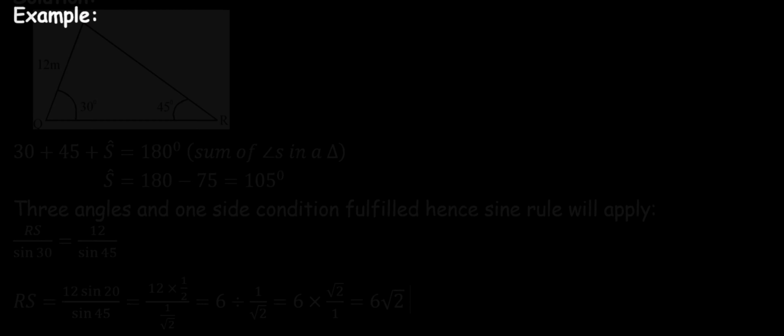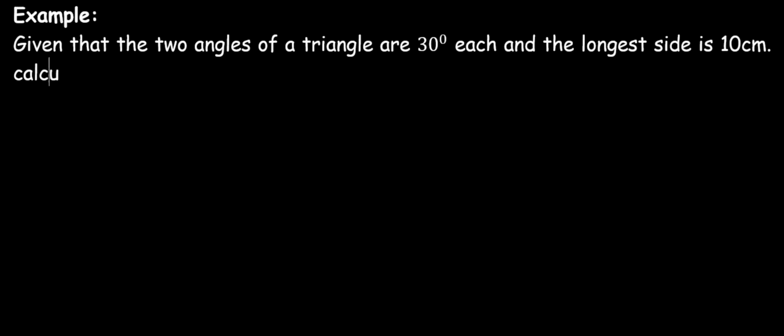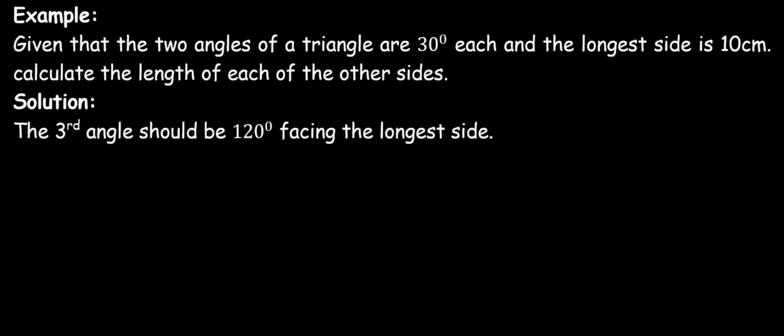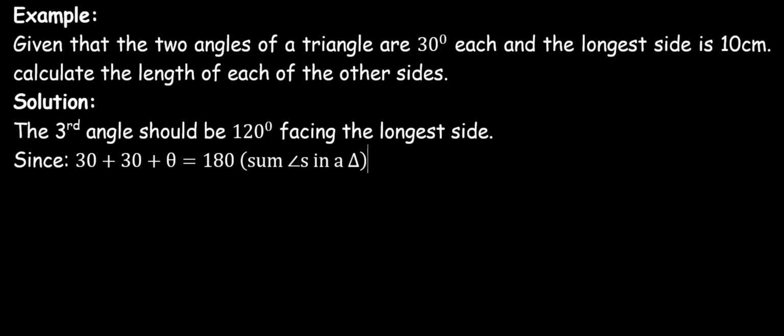Another example. Given that the two angles of a triangle are 30 degrees each, and the longest side is 10 centimeters, calculate the length of each of the other sides. Solution. The third angle should be 120 degrees facing the longest side, since 30 plus 30 plus theta is equal to 180 degrees. Reason: sum of angles in a triangle. Thus, theta is equal to 120 degrees.